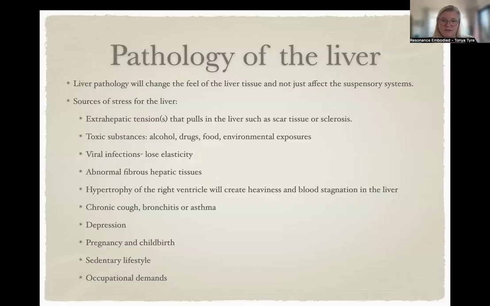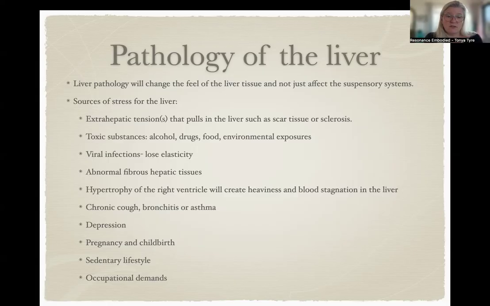So, pathology of the liver. The reality is that there's the change in the liver tissue, and then there's also the suspensory system. So those are two things we're kind of paying attention to when we're considering the liver. So when we look at what stresses the liver, this is really important. We need to understand this in terms of helping people make some changes in their lives or make better decisions, or just even understanding how these things that are even beyond their control affect their liver.